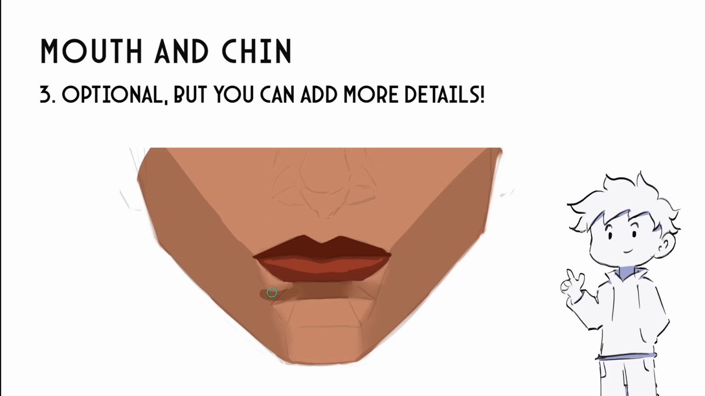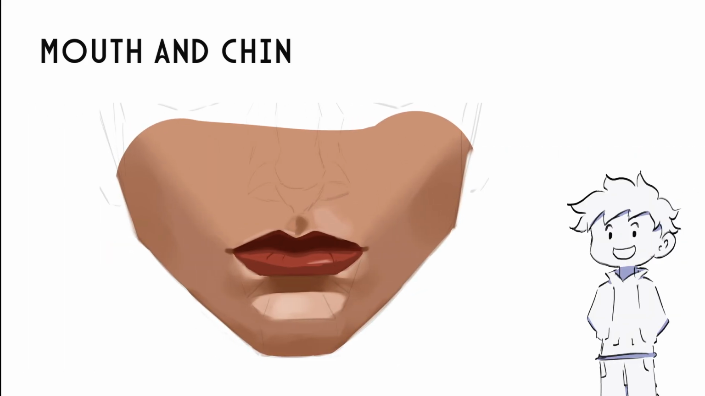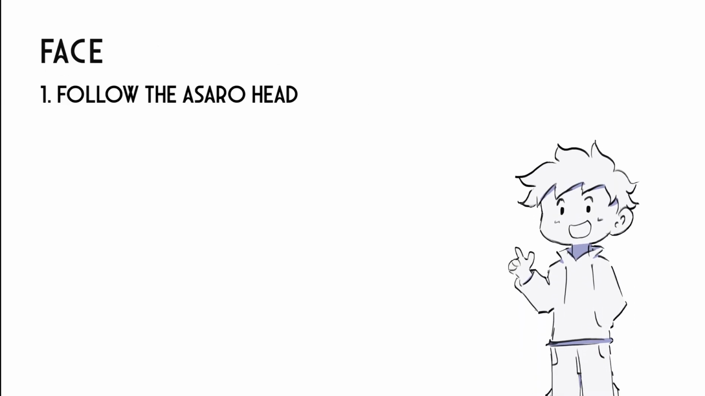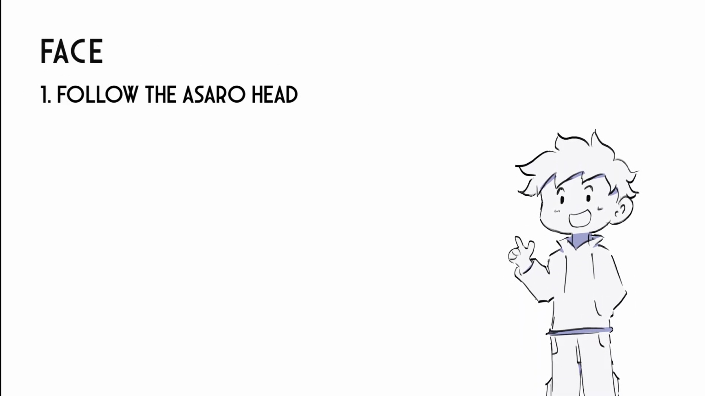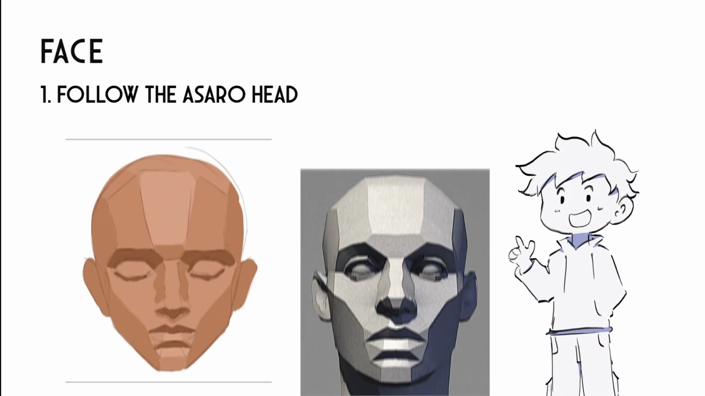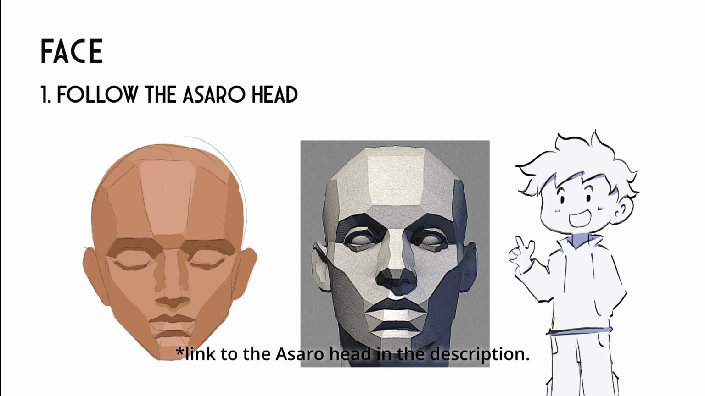The next step is optional, but we can add more details like darker shadows, some highlights on the chin, on the lips, etc. So there's our mouth and chin. Let's move on to the face. As for the face, just follow the Asara head. Here's a side-by-side view of my work and the Asara head reference I used for guidance.